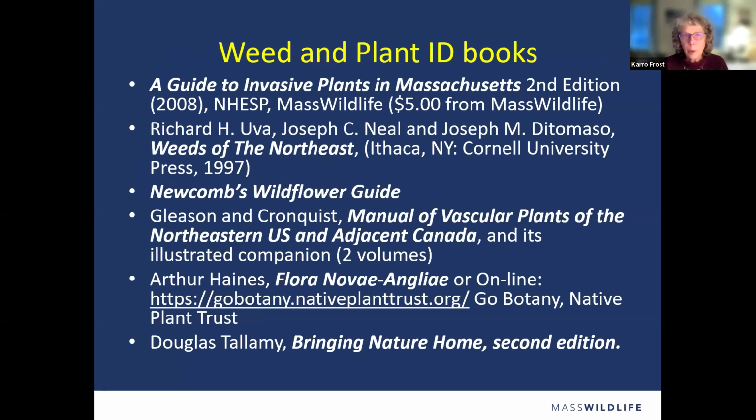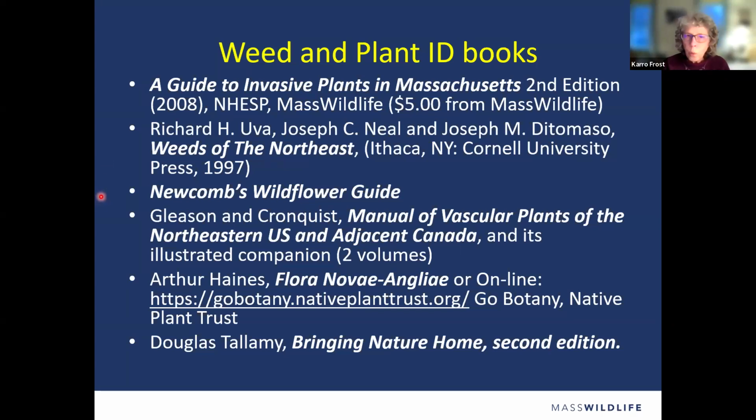You can also use some books. One of the books that I like quite a bit, and I'm sorry to say it is not being published at the moment, but hopefully it will be next year, is the first one there on the list, A Guide to Invasive Plants in Massachusetts. It's the 2nd edition. We are hoping to go for the 3rd edition, and MassWildlife will be printing it. We're working on updating it a little bit and pulling together the money from someplace so that we can reprint it for people. Other ones, Weeds of the Northeast, is available.